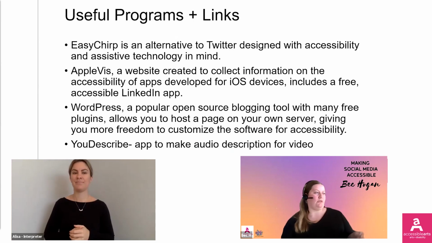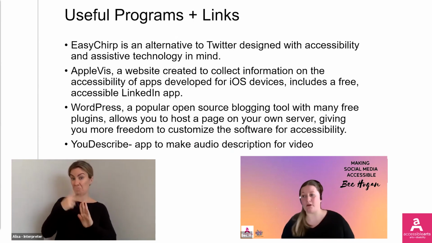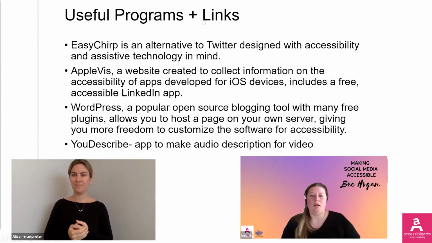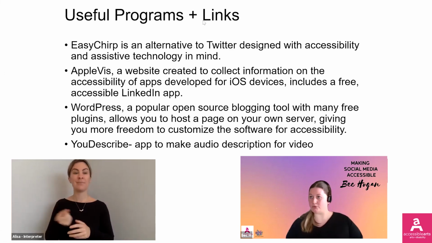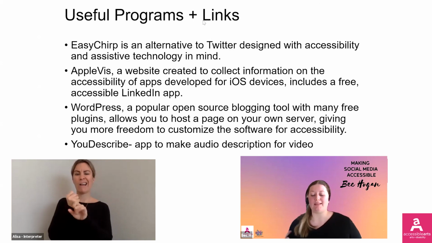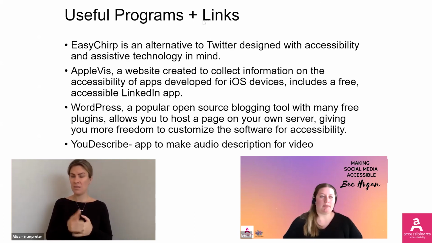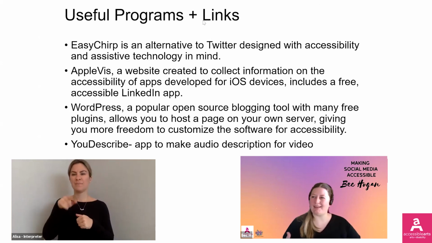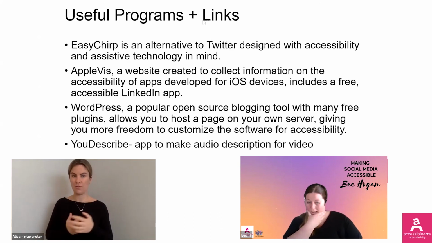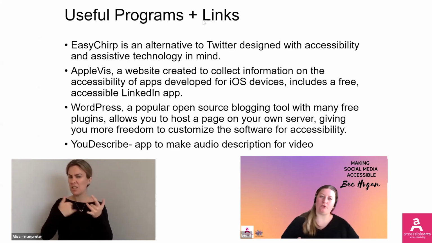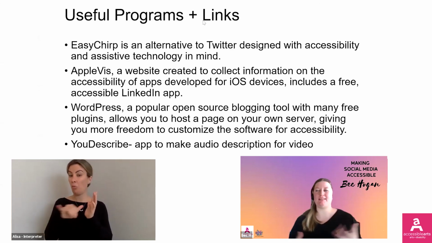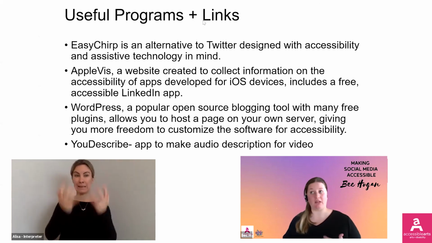All right, I just wanted to briefly touch on a few useful programs that I couldn't fit anywhere else, but wanted to mention. Easy Chirp is an accessible plugin for Twitter. It's specific for accessibility options and it's very accessible. It's more on the back end, as in it's a plugin you have to add, but it's a great option. AppleVis, I've used it once or twice. It's good for things like LinkedIn and Facebook. It's like a database with information on accessibility features on various apps.